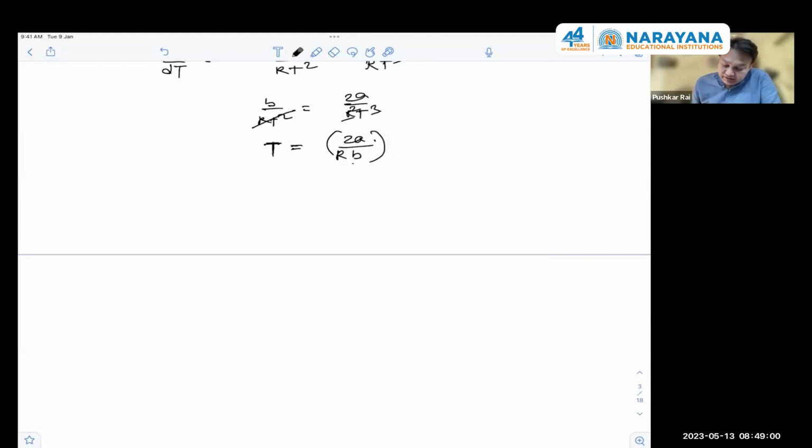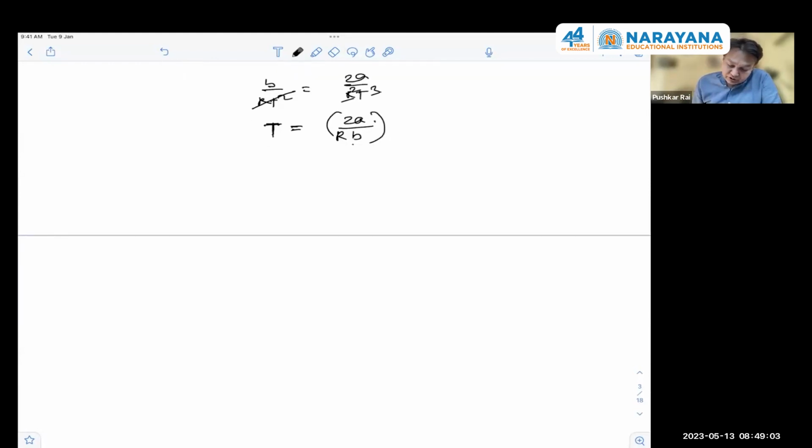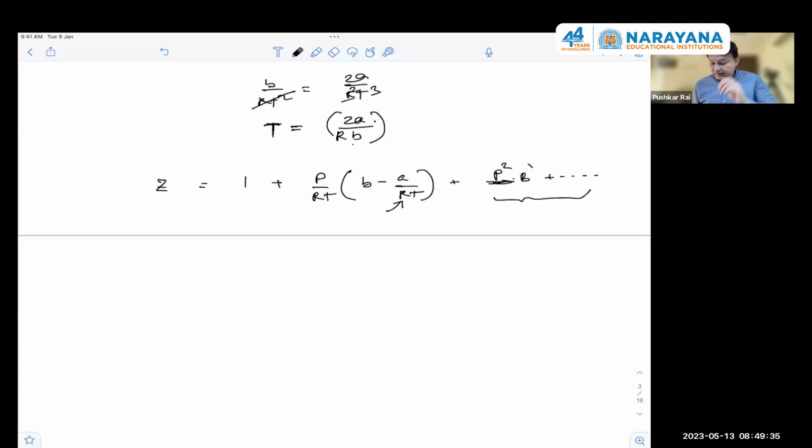So if you put this value into this expression, slope was equal to z is equal to 1 plus P by RT and B minus A by RT plus P square upon, say, some higher order things. Let's call this B dash, something like this. So you will ignore the higher order terms. So if you put this temperature precisely into this expression, you can also get the expression of Z at that temperature, and then you can find that slope. And what will be that slope value?